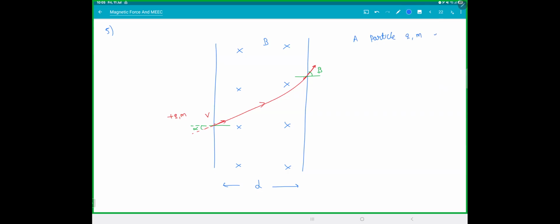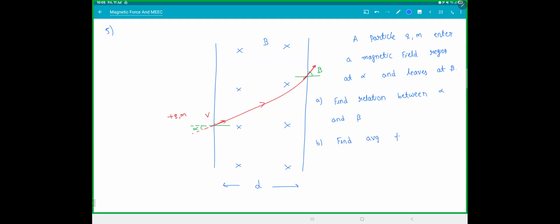A particle of charge q and mass m enters a magnetic field region. So the magnetic field is only there for distance d. It enters at alpha and leaves at beta. Find the relation between alpha and beta. That will be the first question. Find the average force acting on the particle. So during this time interval, when it is inside the region, what is the average force?